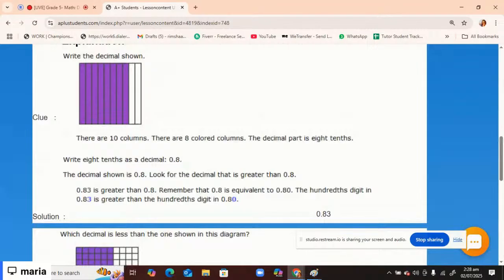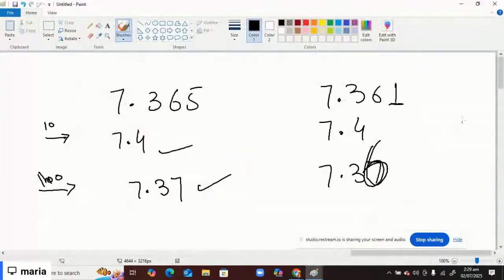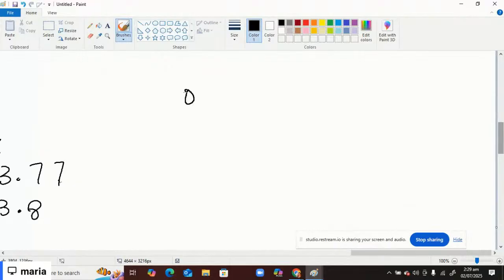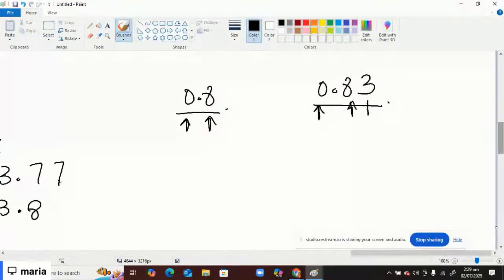And then write the 8 tenths as a decimal. 0 is in the ones place and 8 is in the tenths place. 0.83 is greater than 0.8, so remember 0.8 is equivalent to 0.80. Why? Look here, 0.8 and now here is 0.83. Which is greater as compared to 0.8? Because this is ones place, tenths place, and the other also moves to the hundredths place. That's why we are saying that this should be greater than this one.